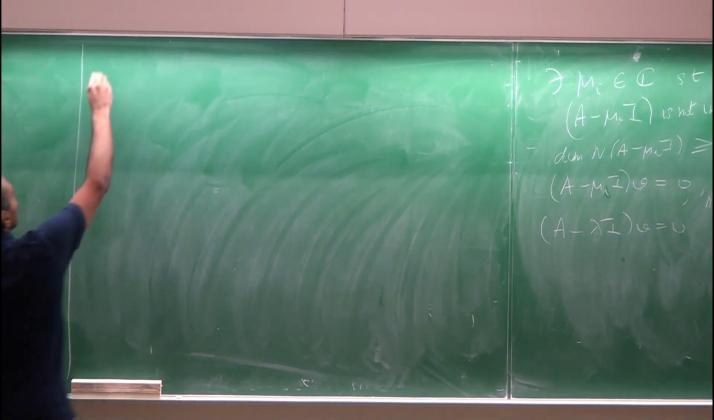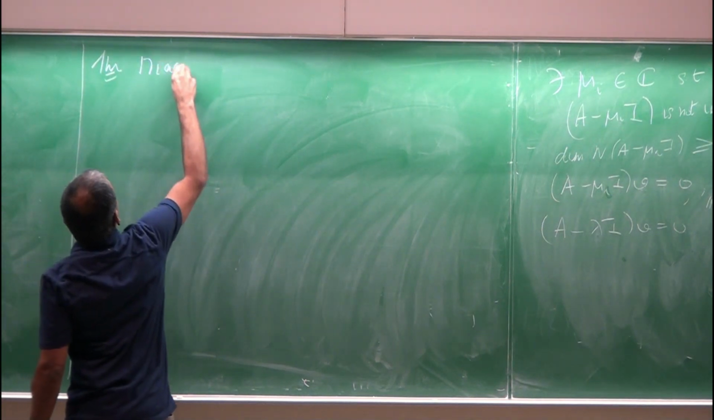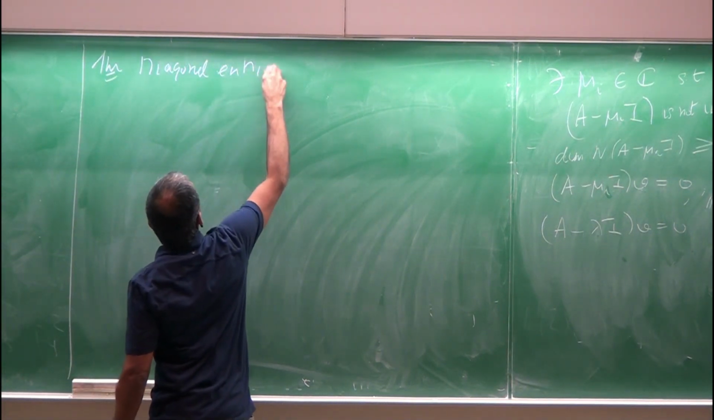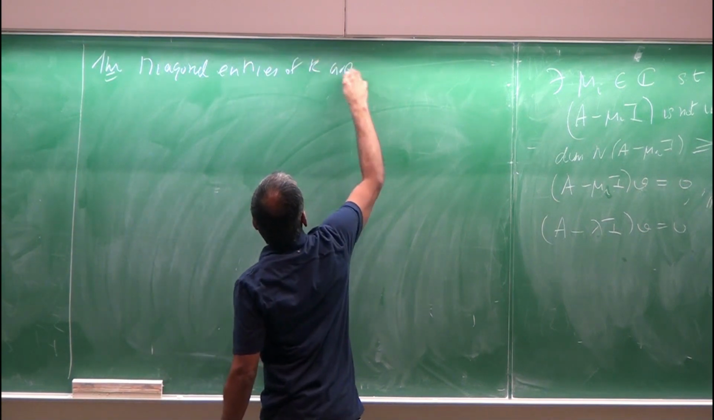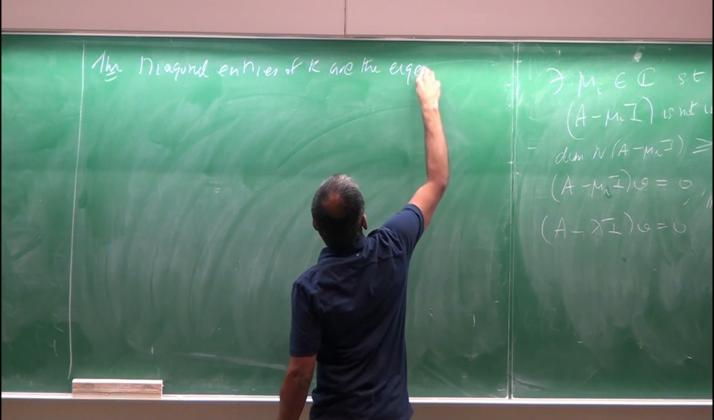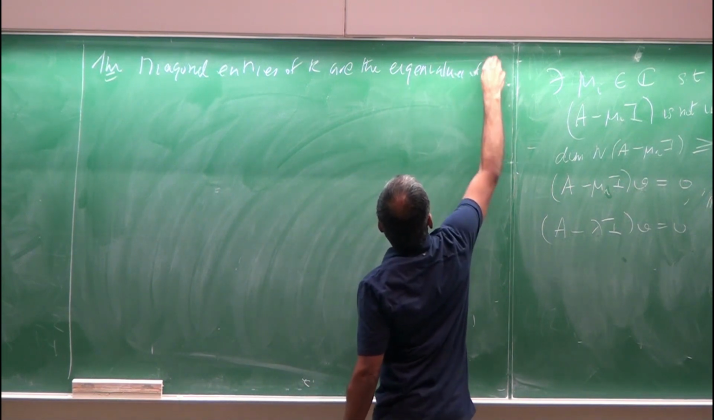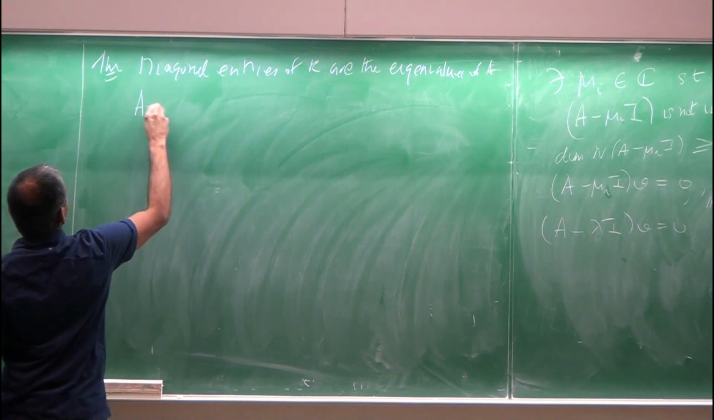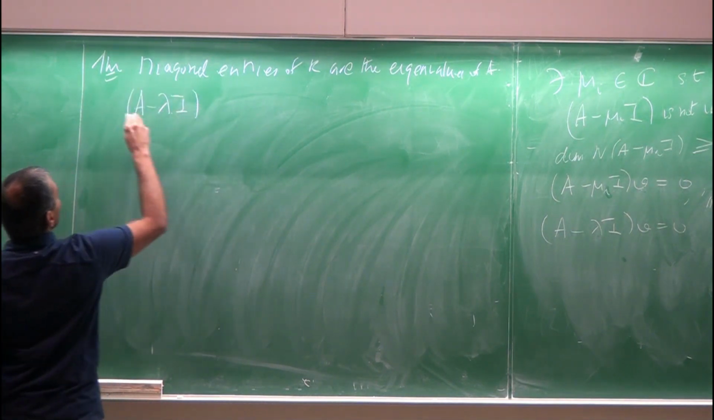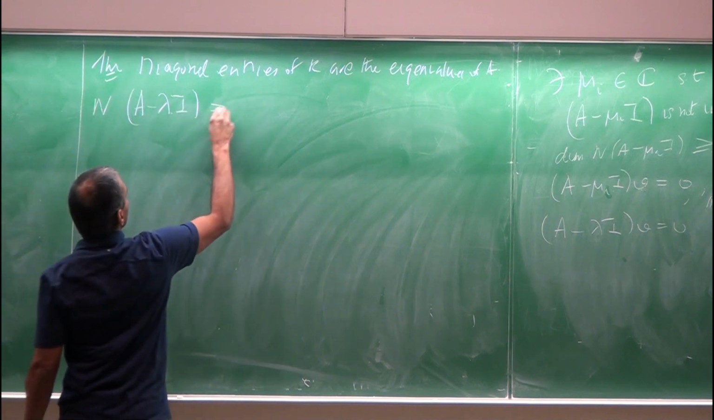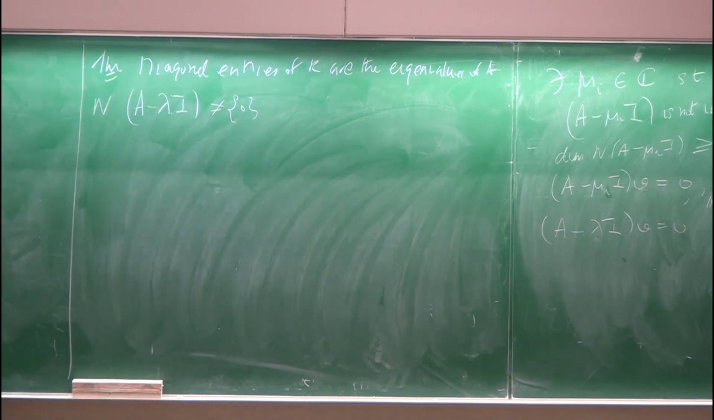So we want to claim this: the diagonal entries of R are the eigenvalues of A. So remember what the eigenvalue of A means. We say lambda is an eigenvalue of A if the null space of A minus lambda I is non-trivial. So a complex number is said to be an eigenvalue of a matrix if you subtract it from the diagonal of that matrix, the columns become linearly dependent. So the matrix is singular. Same thing as saying the rows become linearly dependent too. It's a very, very special number.